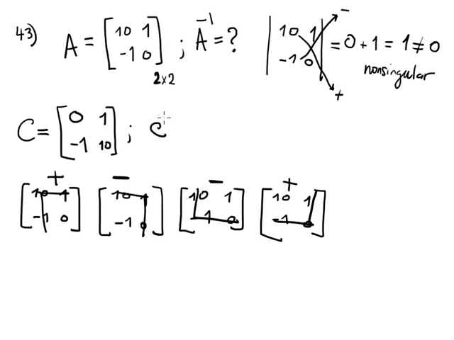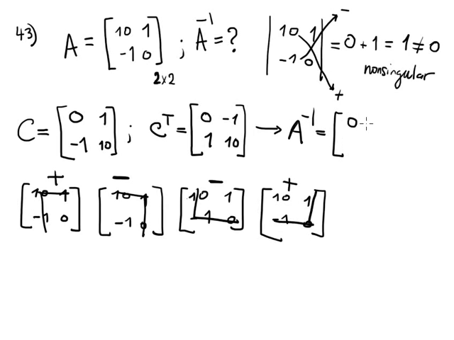Okay, now transpose. Transpose means change the rows for columns. So this row is 0, 1, and becomes a column 0, 1. And this row is -1, 10, and becomes a column -1, 10. And when you divide by the determinant, the determinant is 1, so directly division by 1, this is the inverse matrix. The inverse matrix is 0, -1, 1 and 10.